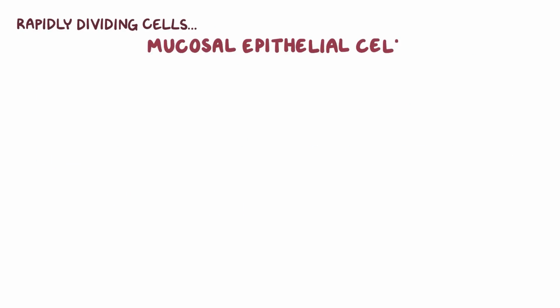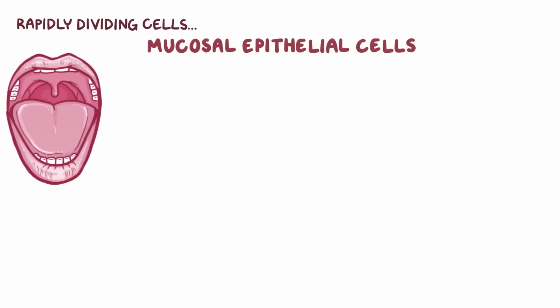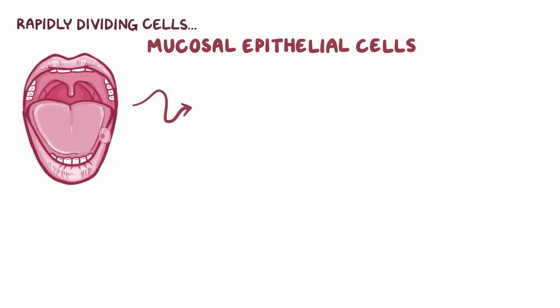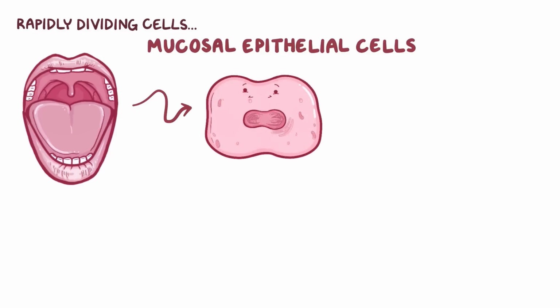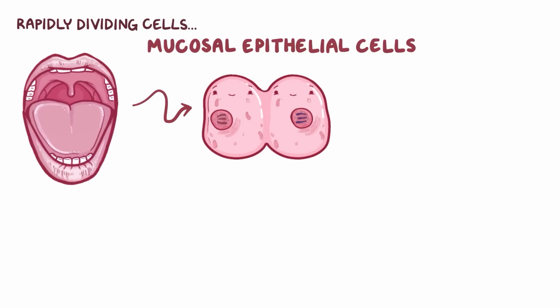Other rapidly dividing cells are mucosal epithelial cells, especially those of the tongue mucosa. Have you ever noticed how fast your tongue heals if you accidentally bite it? That's because old epithelial cells are replaced with new ones in the blink of an eye. Okay, not literally that fast, but it's pretty quick.